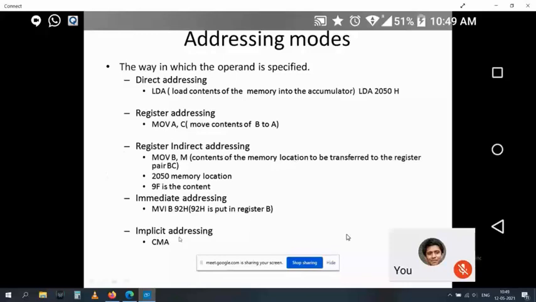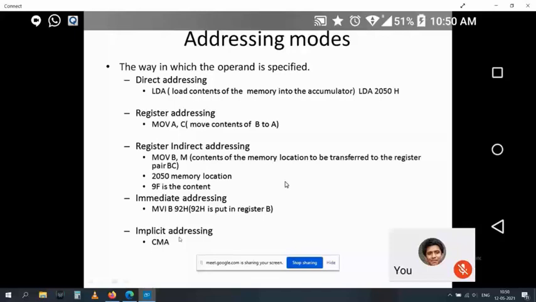There is direct addressing. Direct addressing means I am directly loading, LDA, load the contents of the memory into the accumulator. So LDA 2050H, direct addressing is happening. I am giving the instruction that the contents of the memory location 2050H have to come to this accumulator. Then I can do register addressing also, like MOV A,C. That means I'm moving the contents of C into A.